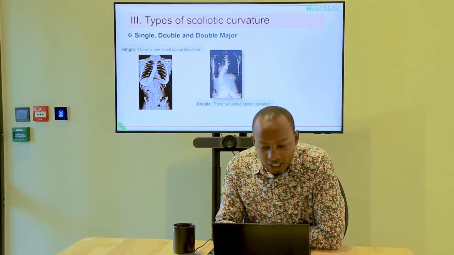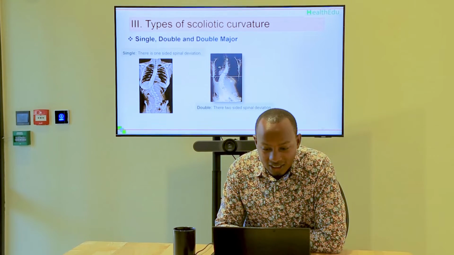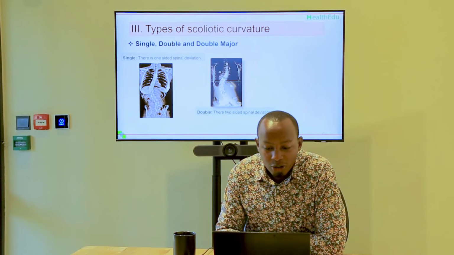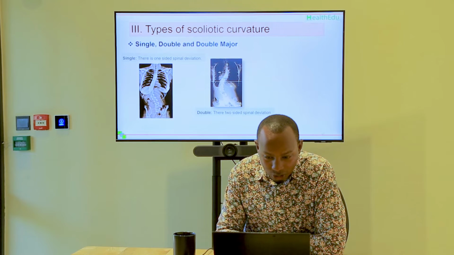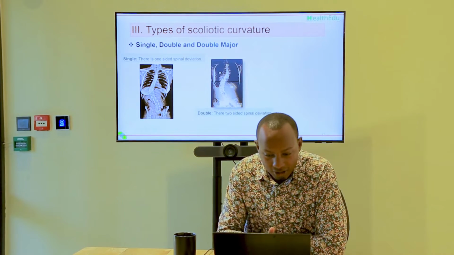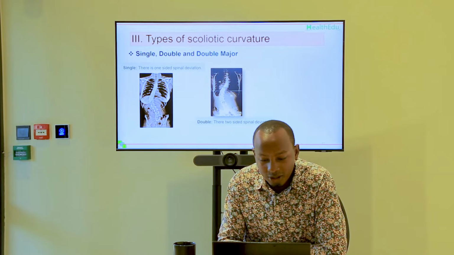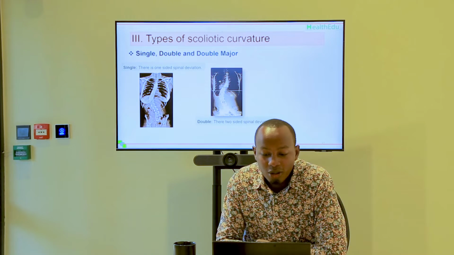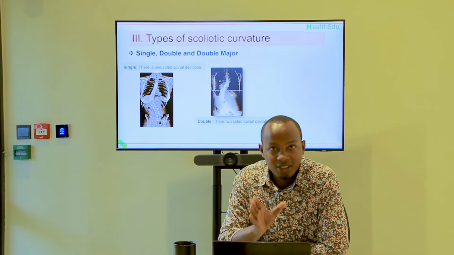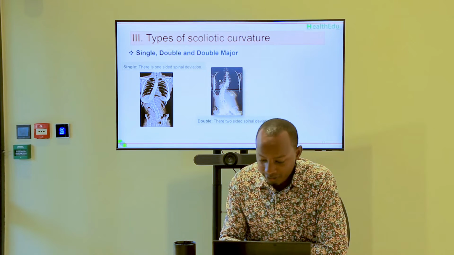How about the two-sided or double curvature? It's when from the film you can see there are two spinal deviations. From the lumbar region and the thoracic region, you can see there is a left lumbar curvature, and a right thoracic curvature, we call them the double spinal curvature. You don't need to have the same magnitude. This looks more angulated than the thoracic curvature.